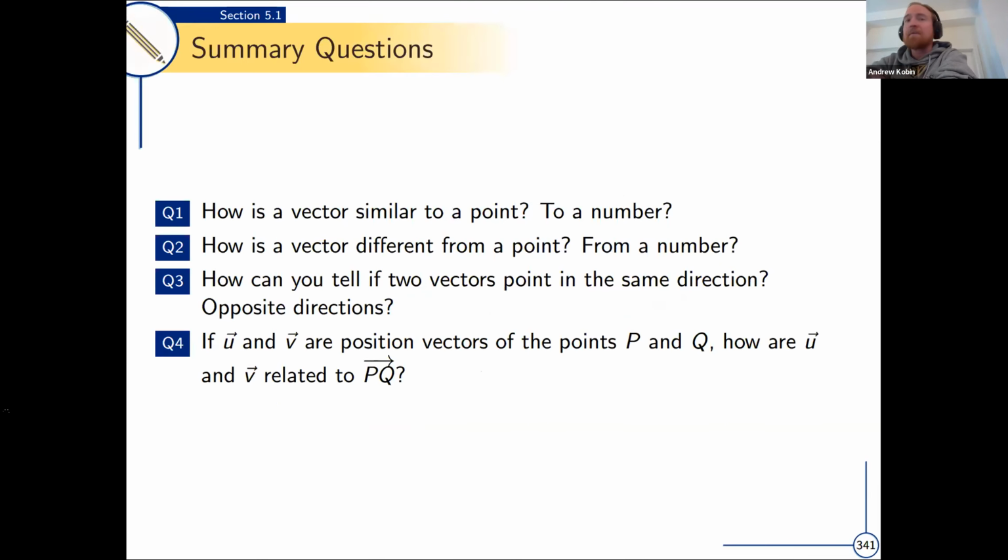So here are some summary questions from this video. How is a vector similar to a point and to a number? And in contrast, how is a vector different from a point and different from a number? If I hand you 2 vectors, how can you tell if they point in the same direction or in opposite directions? And finally, if u and v are position vectors corresponding to 2 points P and Q, how are the vectors u and v related to the displacement vector PQ? And I encourage you, for each of these 4 questions, to think about it in 2 ways: both geometrically with a picture and algebraically in terms of coordinates.